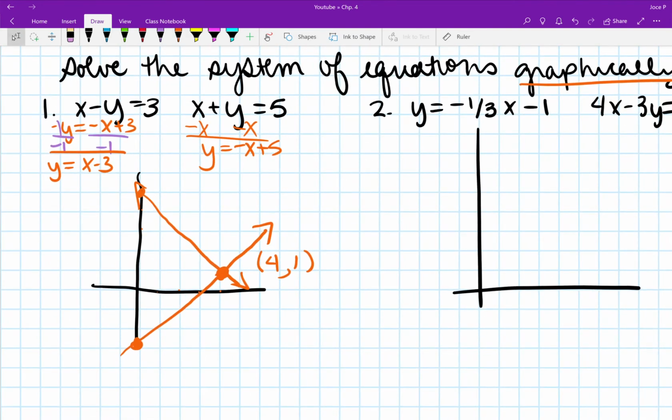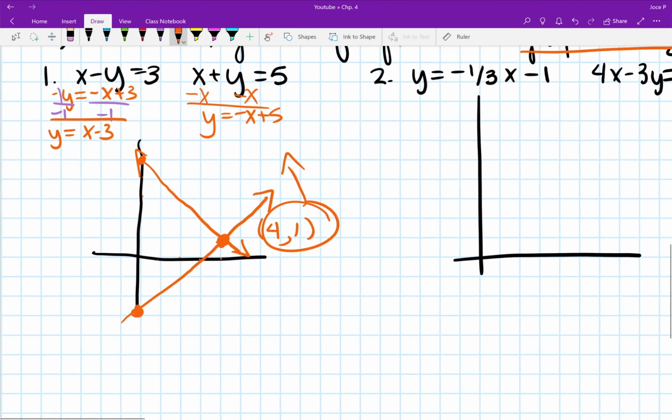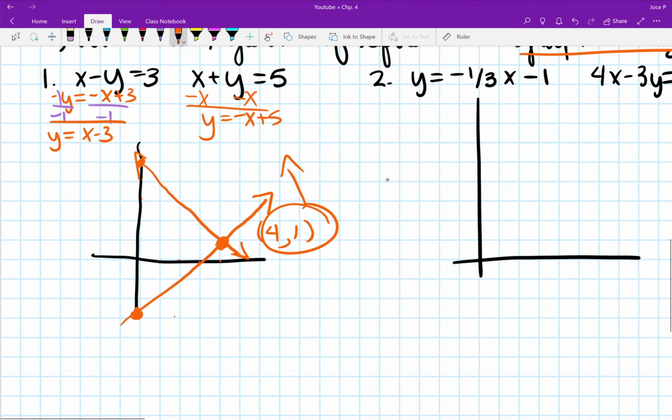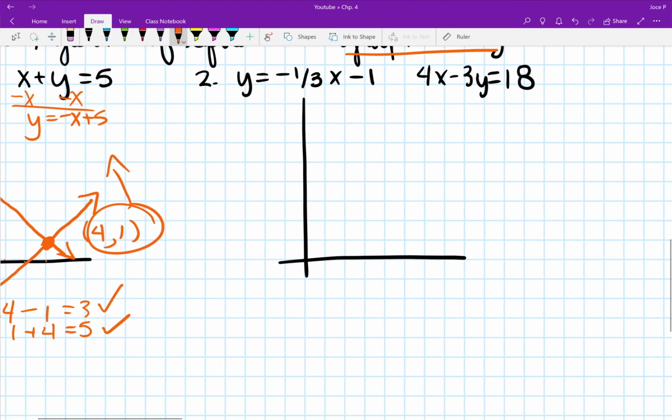We can always check our solution by going back and plugging in our numbers into both of the equations and seeing if they fit both of the equations correctly. So we can do that right now if you want. 4 minus 1 does indeed equal 3 for the first equation, check. Then we have 1 plus 4 does indeed equal 5 for the next, check. Fantastic. Let us keep going.